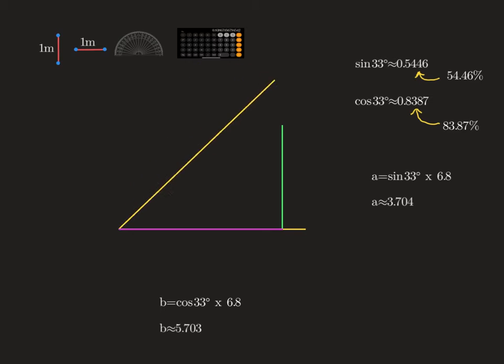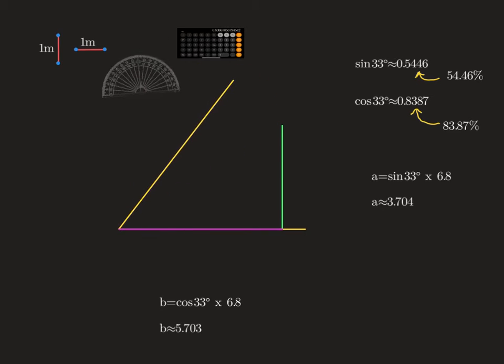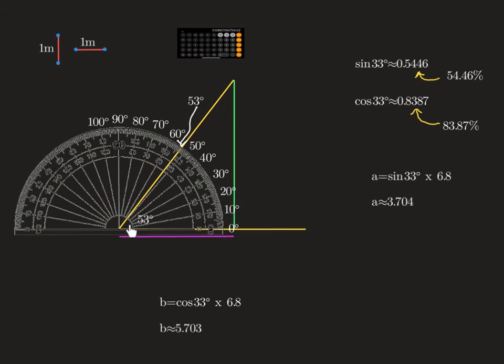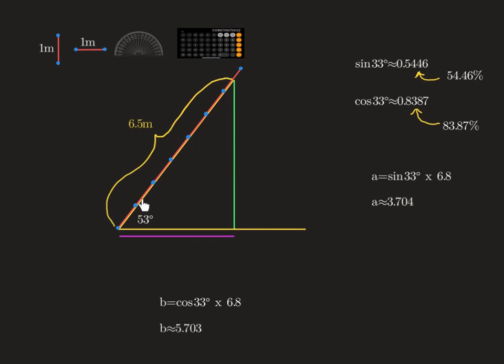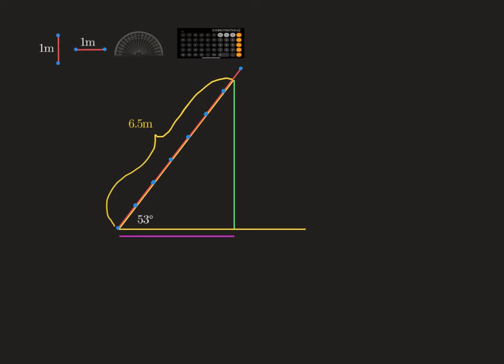Well, nothing changes, right? For example, this new angle is 53 degrees instead of 33 degrees. And I made the side length a little bit less, 6.5. And now that we know about sine and cos, we could figure out the height of this ramp to the tip and the length from left to right all the way to the tip just by using cos and sine.